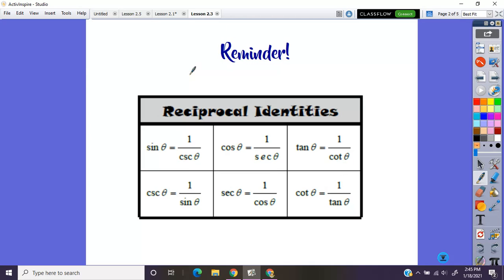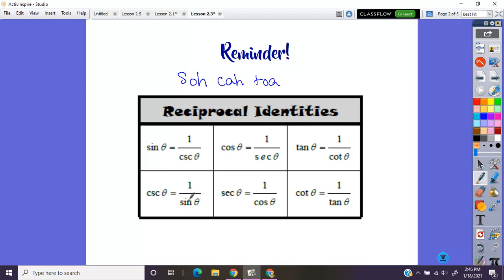And then the other reminder we need to have in our mind is SOHCAHTOA. We've gone over this a few times. Remember, sine of an angle is the opposite divided by the hypotenuse. Cosine of an angle is the adjacent divided by the hypotenuse. Tangent of an angle is the opposite divided by the adjacent. And all of these will help you find these identities.